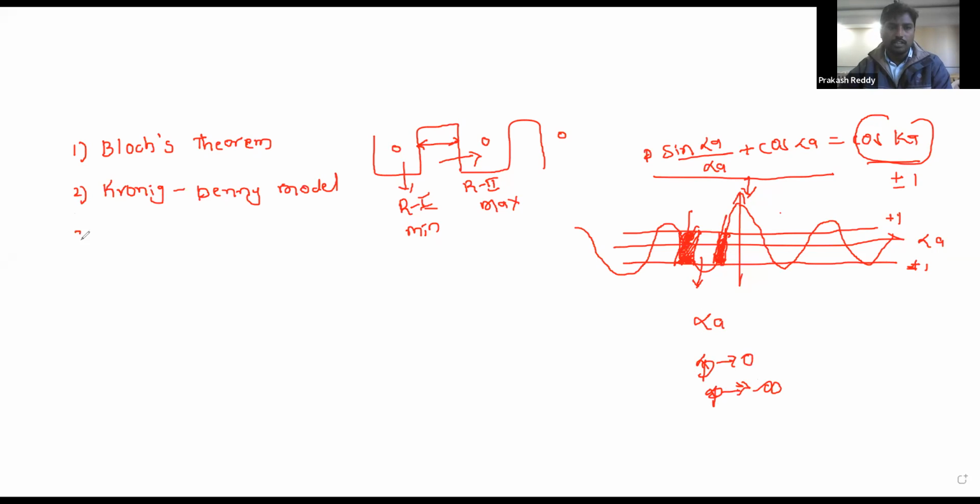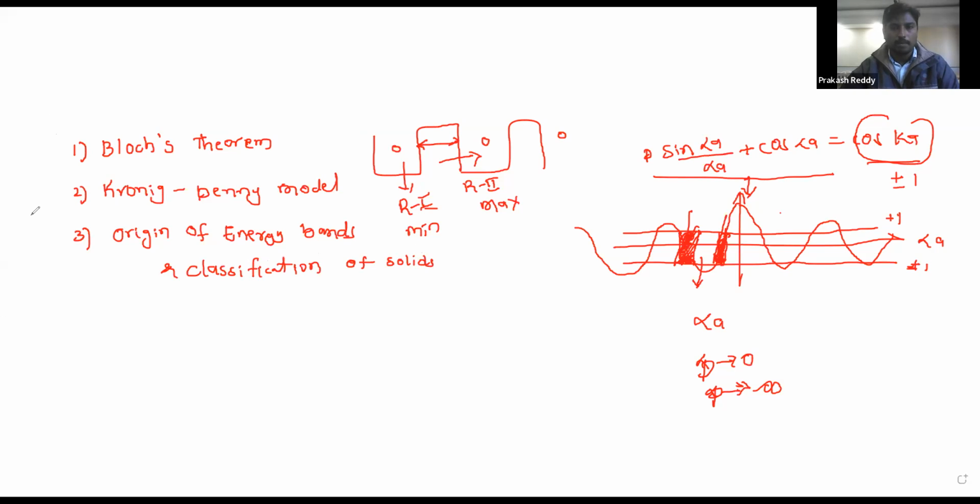After the classification of solids into conductors, semiconductors, and insulators, the origin of energy bands, including how they are classified, we discussed the classification of solids. These are the topics under band theory.